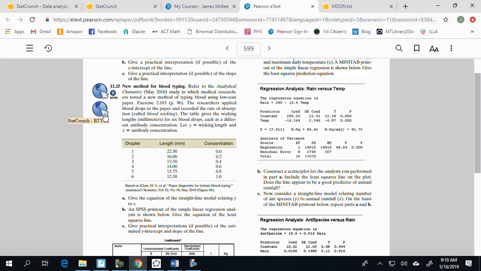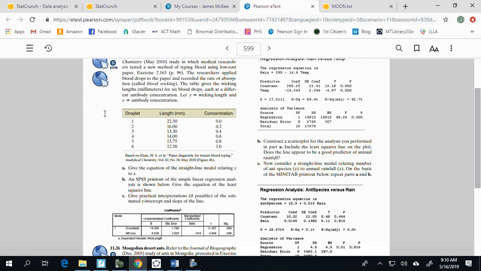Refer to the analytical chemistry study in which medical researchers tested a new method of typing blood using low-cost paper. The researchers applied blood drops to the paper and recorded the rate of absorption, called blood wicking. The table gives the wicking lengths in millimeters for 6 blood drops at each of a different antibody concentration. Let Y equal wicking length and X equal the antibody concentration. So Y is wicking length in millimeters, and X is the concentration, probably moles per liter or something like that. So I got data for that.